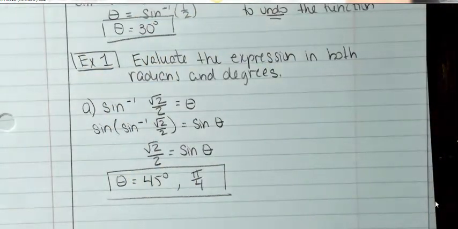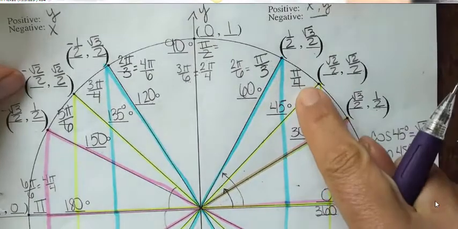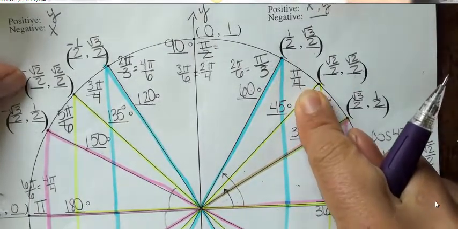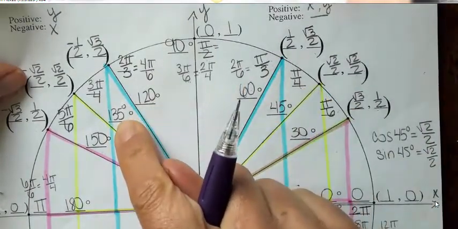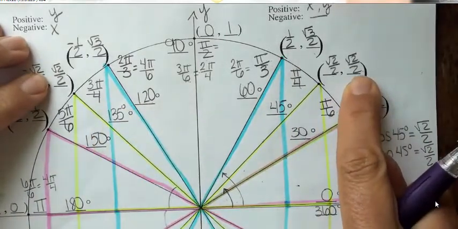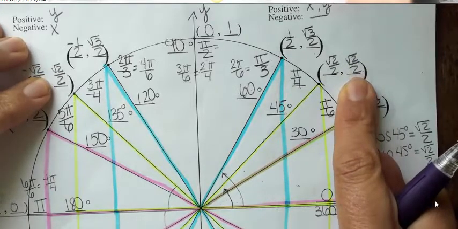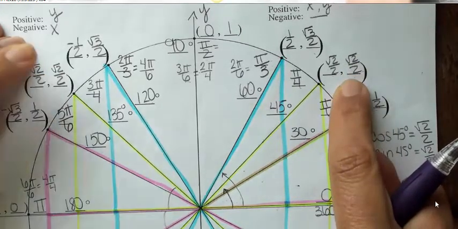Now you might be asking yourself, how did I know that I was going to use pi over 4, or the 45 degrees, instead of the 135 degrees, or the 3 pi over 4? Because those both have outputs of root 2 over 2 for sine, right? Sine is your y coordinate. How did I know it was this one and not this one?